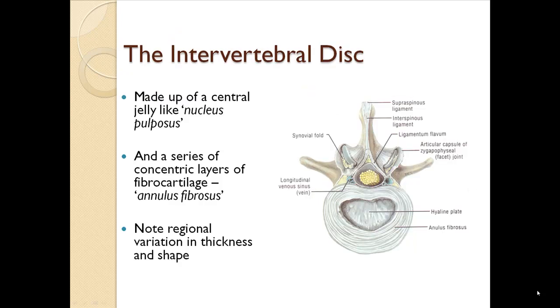The disc itself is made up of a central fluid region. So this is the central section here. This is known as the nucleus pulposus. Outside of the nucleus pulposus, there are a series of concentric layers of fibrocartilage, which are known as the annulus fibrosus. There are regional variations in the thickness and in the shape of the intervertebral disc to reflect its function.